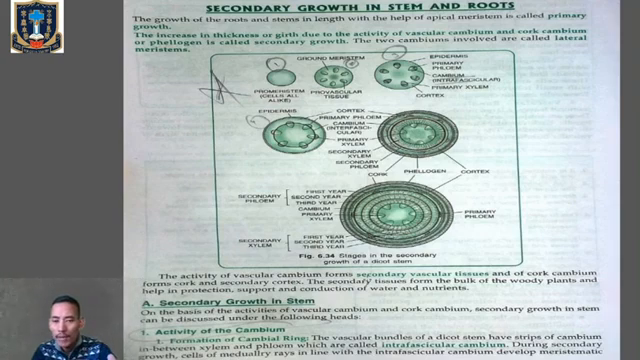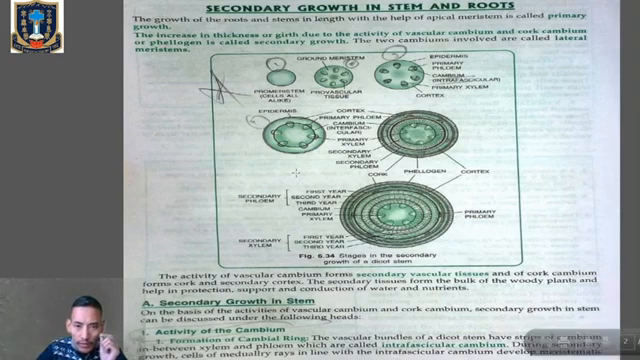First, we are going to discuss the activity of the cambium, but listen very carefully: the secondary growth in the stems is mainly due to the activity of the vascular cambium and the cork cambium. Clear? If you remember, we have learned in the previous classes that in dicot stems, in between the xylem and the phloem we see the presence of cambium. Clear? And that is called intrafascicular cambium. Listen very carefully.